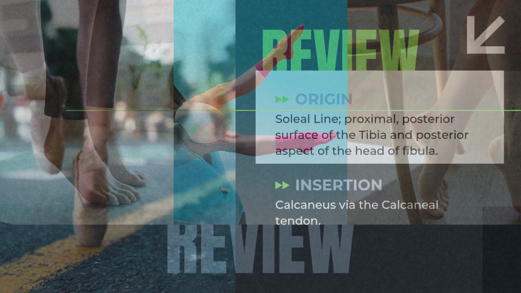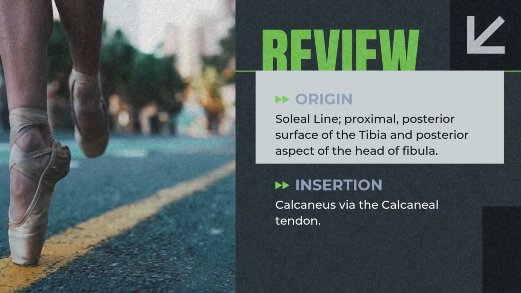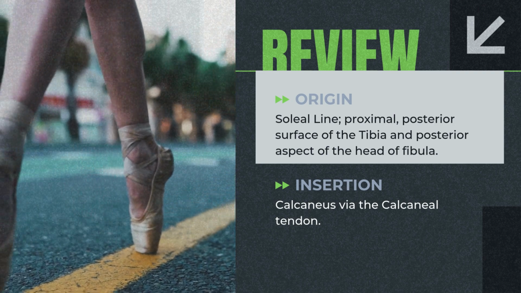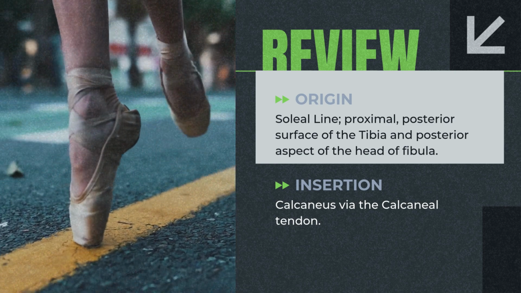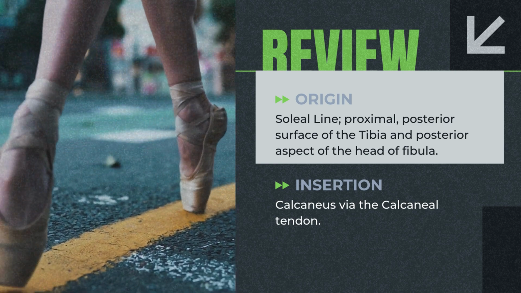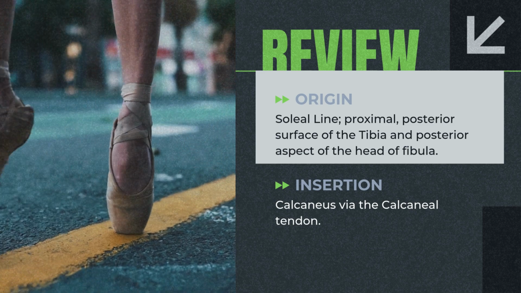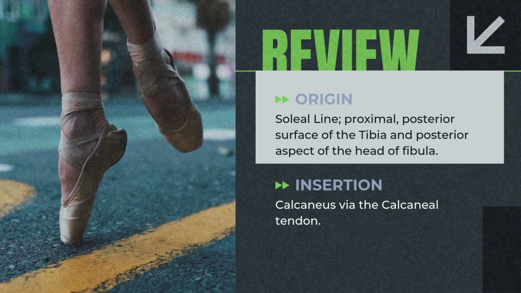Review: origin: soleal line, proximal, posterior surface of the tibia and posterior aspect of the head of the fibula. Insertion: calcaneus via the calcaneal tendon.